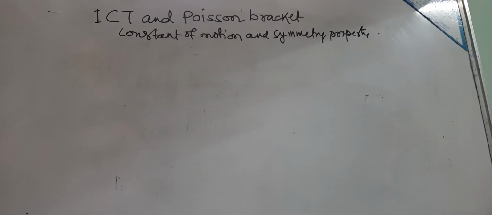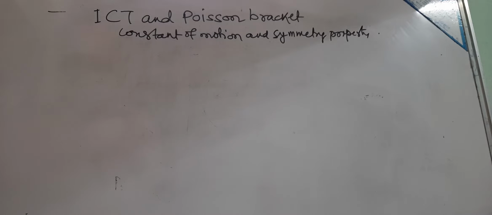So today I'll be talking about the infinitesimal contact transformation and the Poisson bracket. So let us consider the constant of motion and the symmetry property. We'll be discussing how the constant of motion is related to the symmetry property.